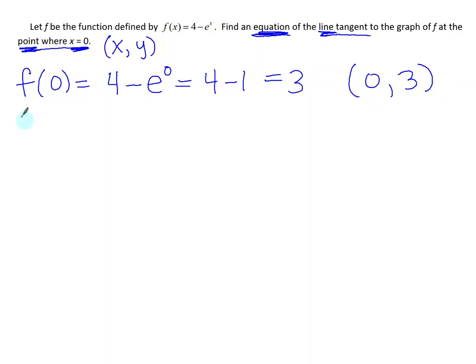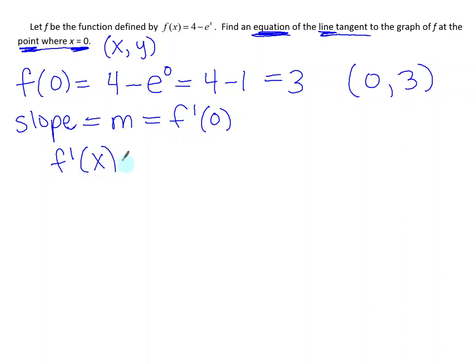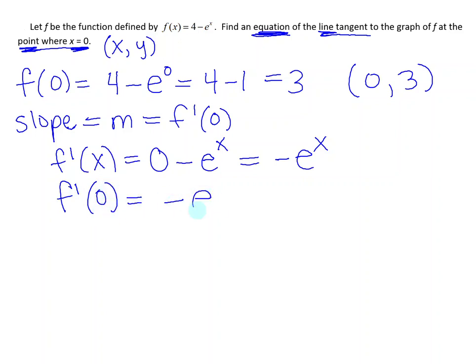We also need the slope for the equation of the line, and the slope, which we often call m, will be the derivative of the function at the x value 0. Let's start by finding f prime of x. 4 is a constant. The derivative of a constant is 0, minus e to the x is the easiest because it's itself, 0 minus e to the x, or negative e to the x. Now we want the slope at the x value 0, so we're going to plug in 0 for x, negative e to the 0, which makes negative 1.